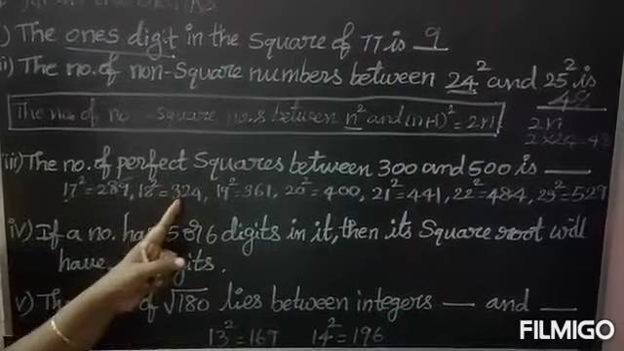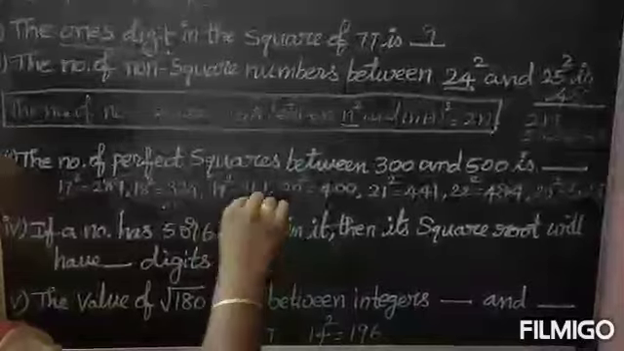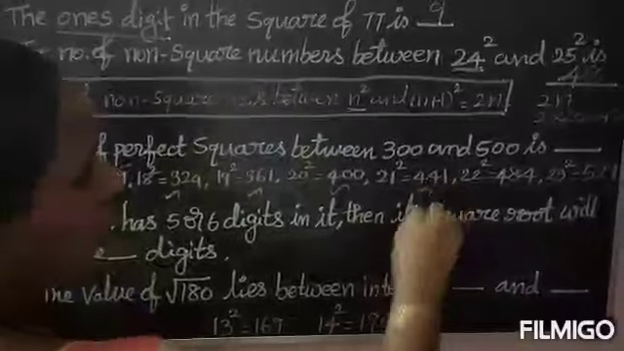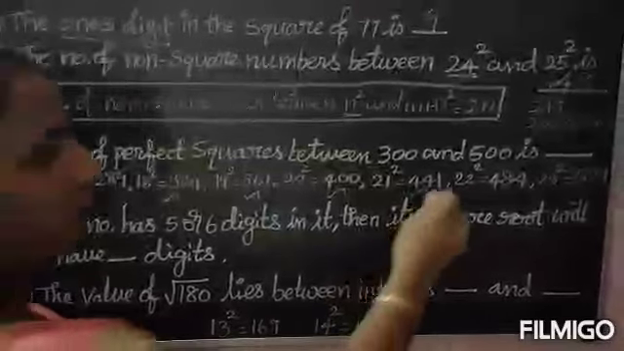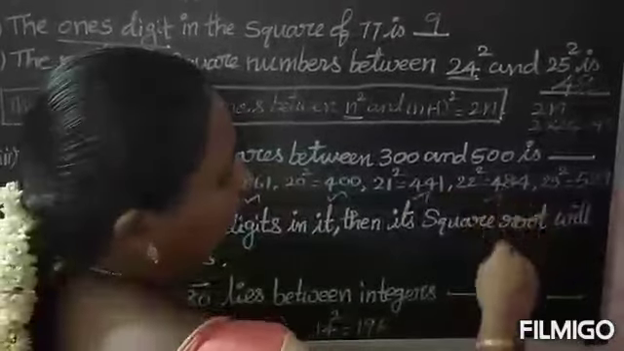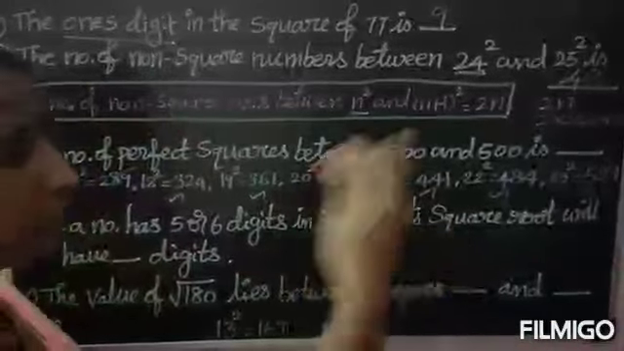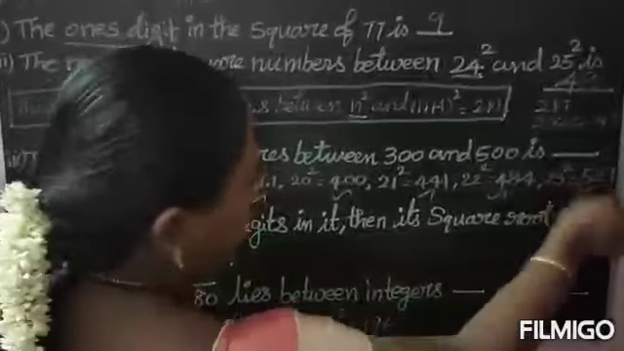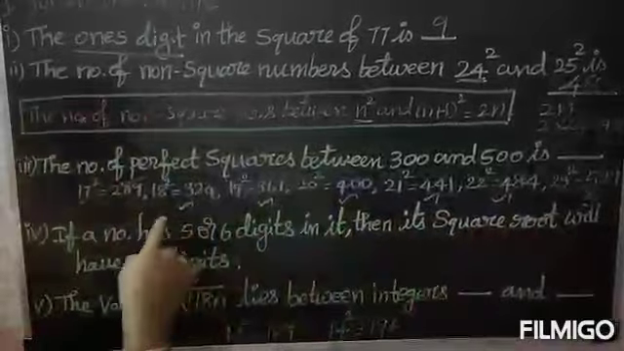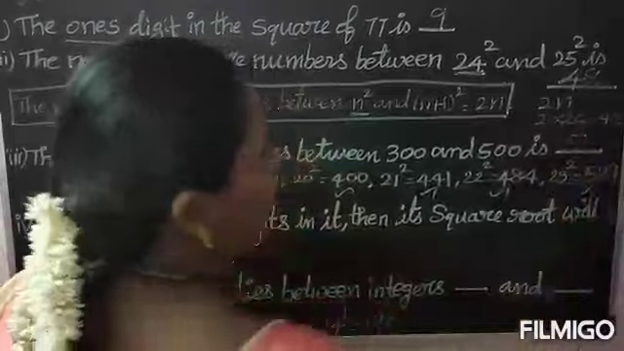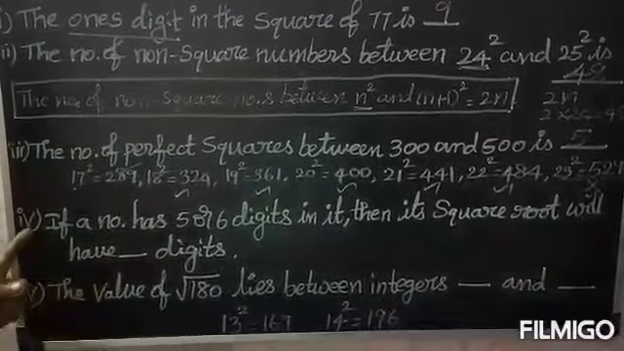So next is 324. You can take this. 19 square 361. 20 square 400. 21 square 441. 22 square 484. Here 23 square you got 529. Exceeds 500. So you should not take this. So how many perfect squares you got? 1, 2, 3, 4, 5. So the answer is 5. Is it clear?